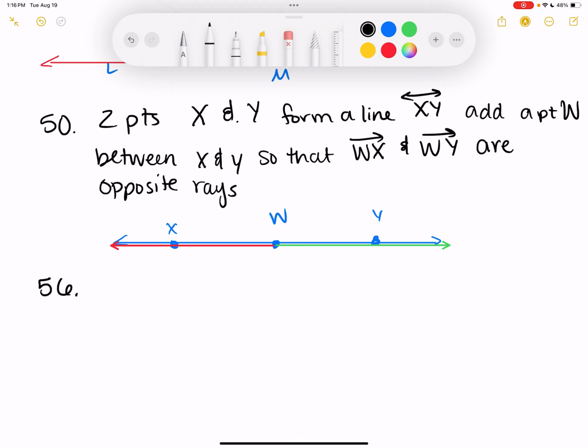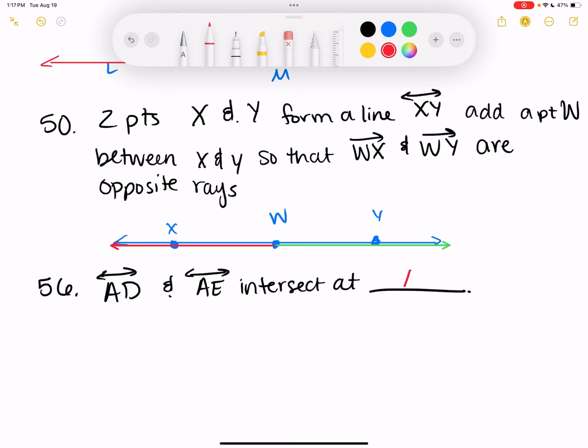All right, so 56 is, there's line AD and line AE, and we're looking at where they intersect. So according to that picture, we've got AD kind of at the top there, and then AE is going down the side. So where do those two things intersect? What is their intersection point? A. Yep, that's the piece that they overlap.